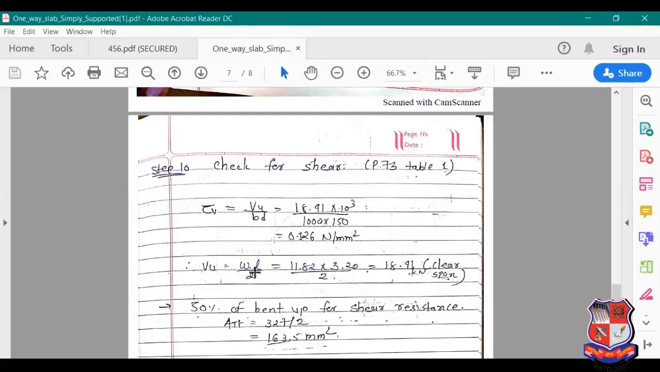You very well know that a simply supported beam has the same reaction on both ends. So w means the total load we have, and L the length we have, divided by 2. So we get 18.91. If you are talking about L, you can take L as the clear span, which I have mentioned here. Then for b, you have to choose only 1 meter or 1,000 mm, whichever is preferable. Then d is equal to 150, the effective depth we have.